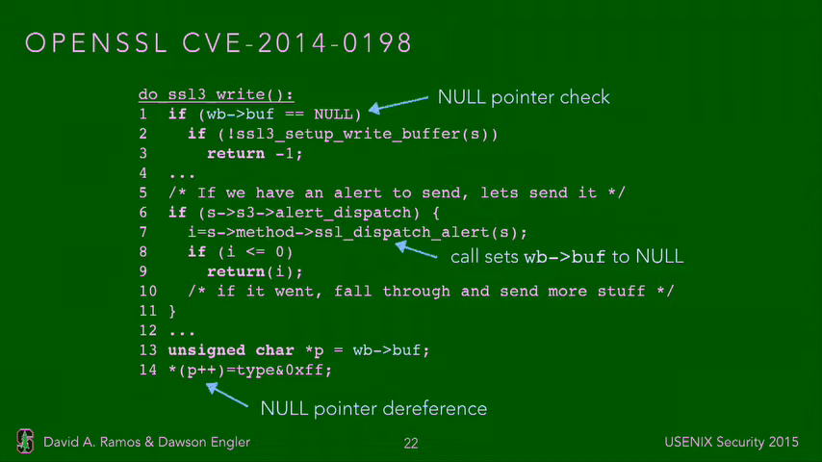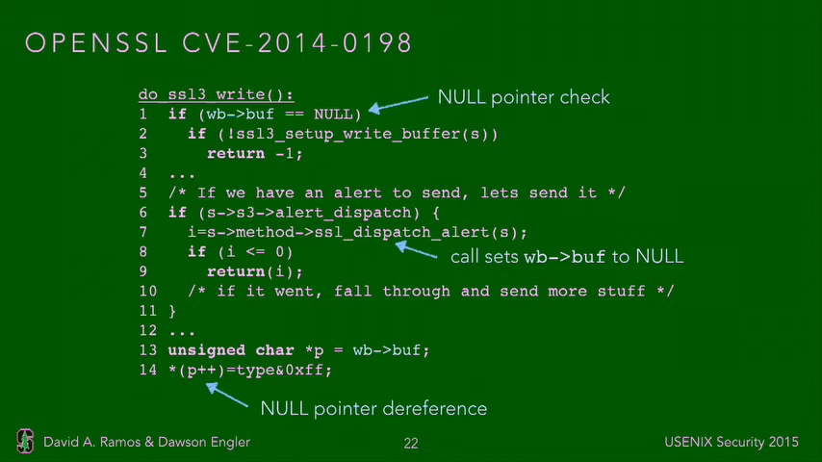So here's one of the vulnerabilities that we found in OpenSSL. Here we have this do_ssl3_write function that's used to send an SSL message. The first thing this function does on line 1 is check whether the write buffer is null. And if it's not, then it allocates it on line 2.